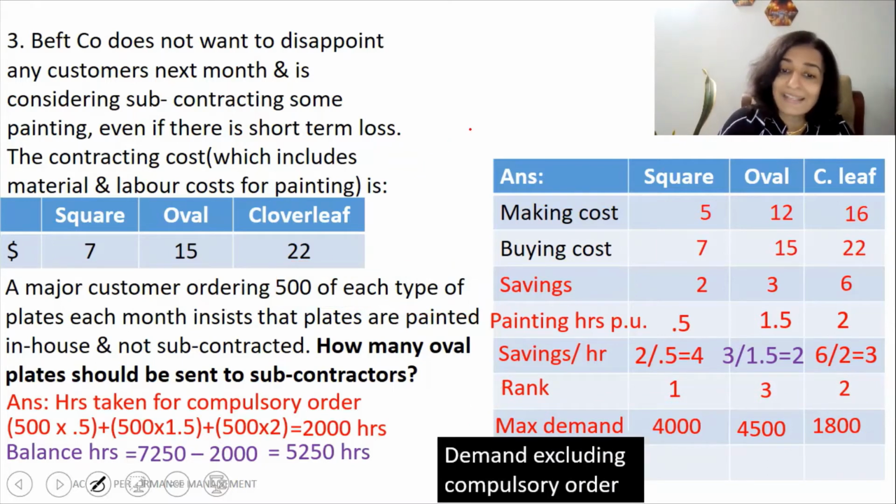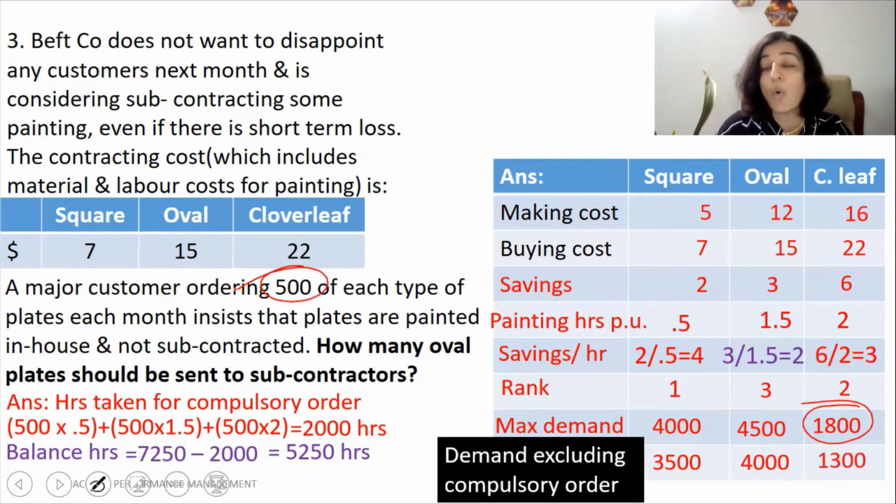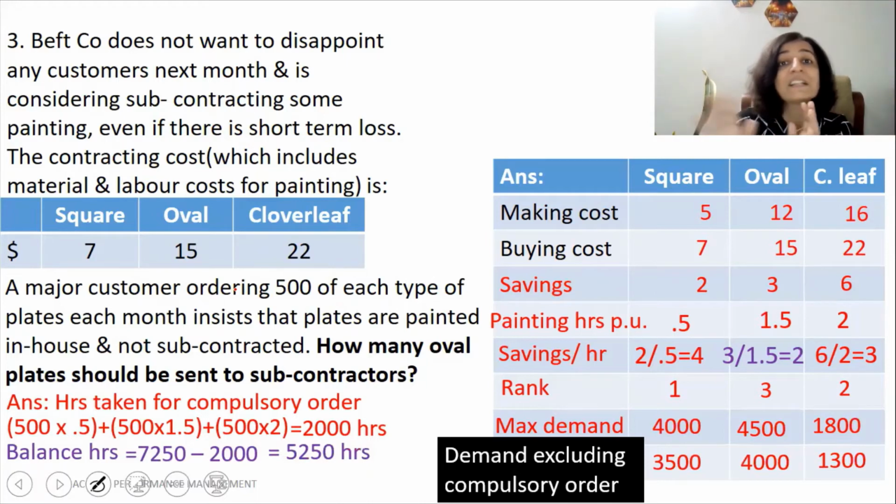So the demand excluding the compulsory order will be 4,000 minus 500 for Squire, that's 3,500. And for oval, it's 4,500 minus 500, that's 4,000 units. And for clover leaf, it's 1,800 minus 500 or 1,300 units. So this is the demand excluding the compulsory order. Now we can start off with the painting work based on the ranking.